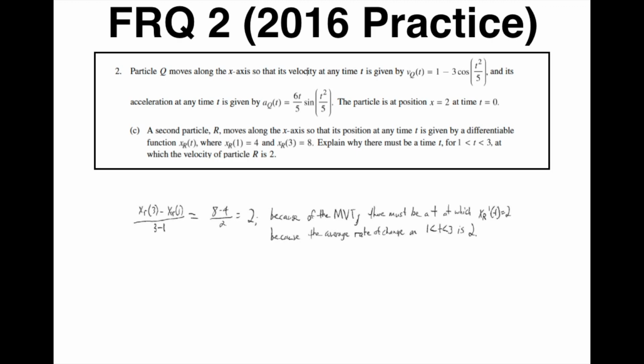Student B, same thing, uses the MVT, finds the slope of the secant between the 2 points (1, 4) and (3, 8). Because of the MVT, there must be a time t at which x prime sub r prime of t equals 2. So simple explanation, not a difficult question really.